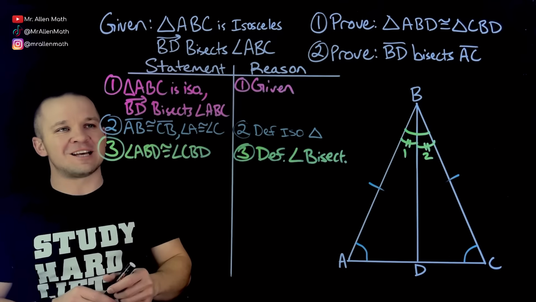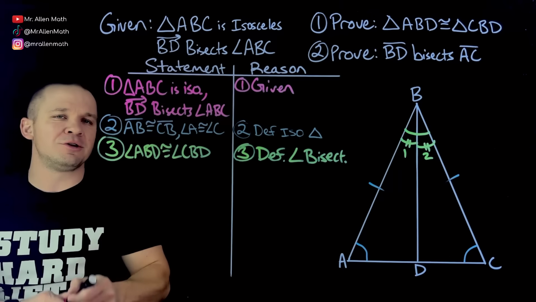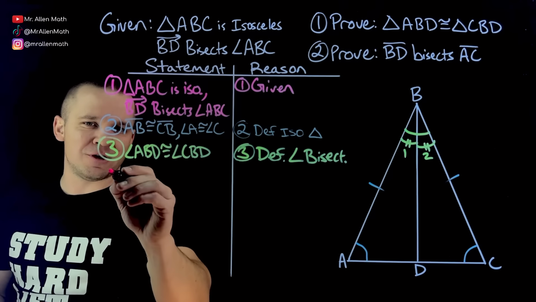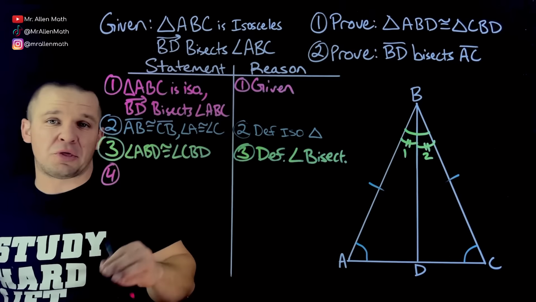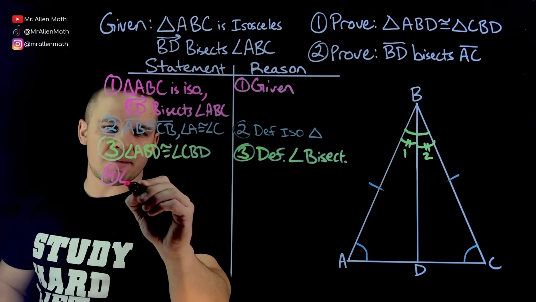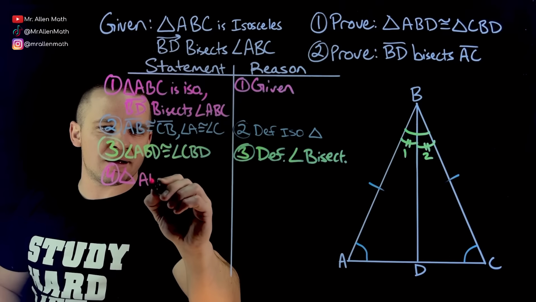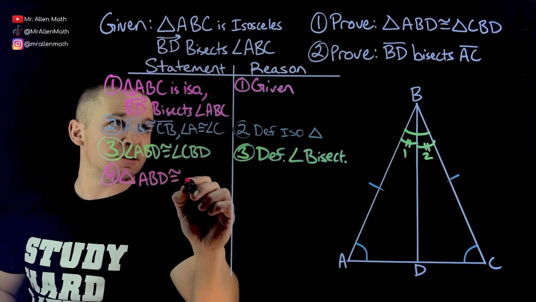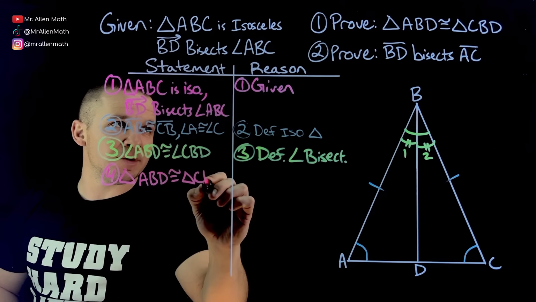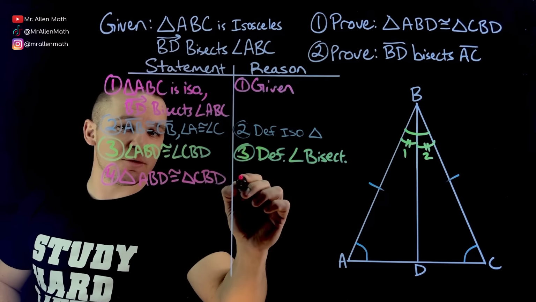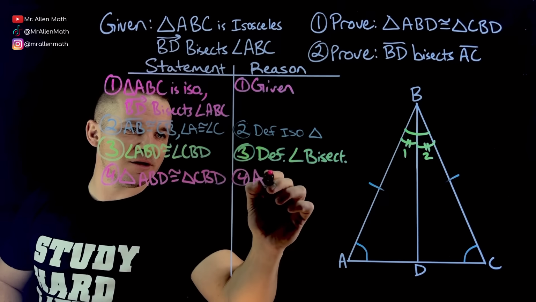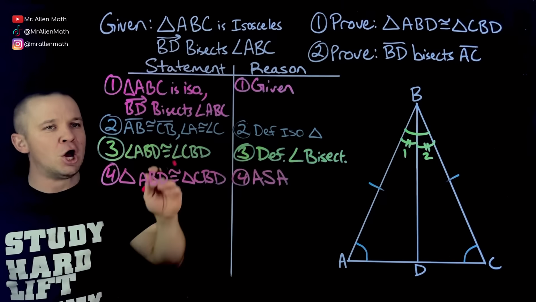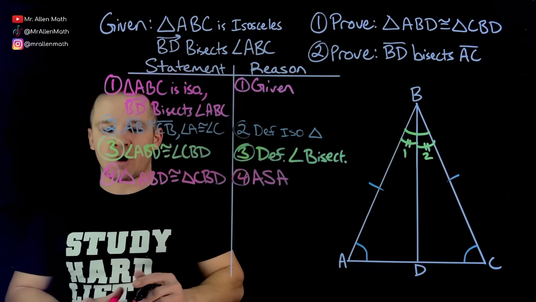Oh, angle, side, angle. All right, I'm going to do this one in pink now because we start to finish kind of a deal. I guess that's the theme that I'm going with anyways. So I can write my proof statement: triangle ABD is congruent to triangle CBD. And my reason is angle, side, angle. Boom.